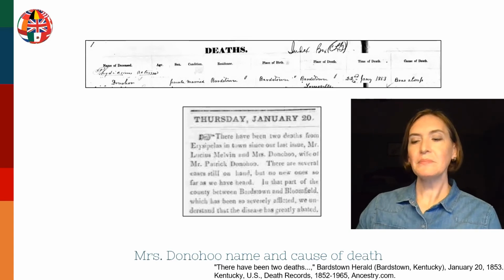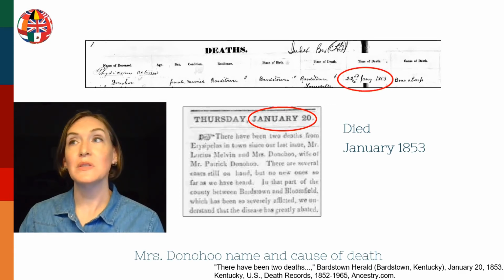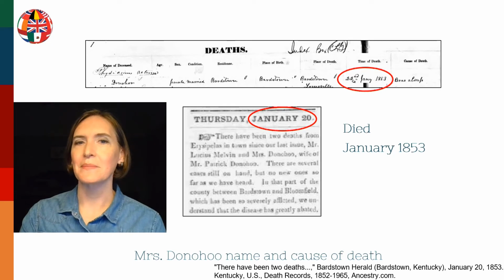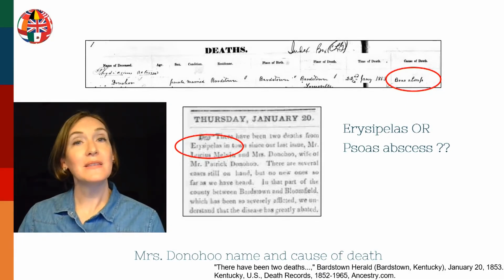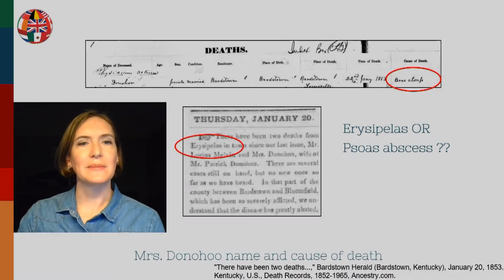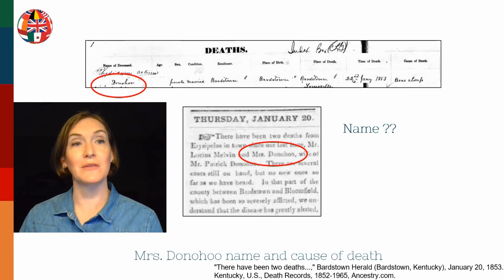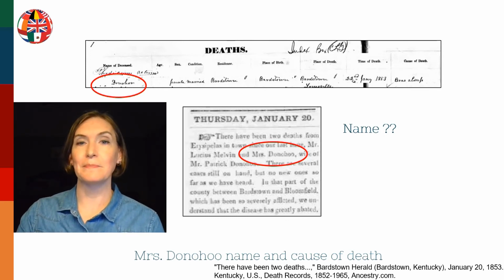However, there were also a lot of conflicts in these records. So the time of death on the death register said it was the 22nd of January, 1853. But the newspaper article said January 20th. And then the cause of death on the register was psoas abscess, while the article said erysipelas. So which one was it? And then, of course, we have the fact that her first name was never stated in either record. She was just Donahue and then Mrs. Donahue, and no first name.